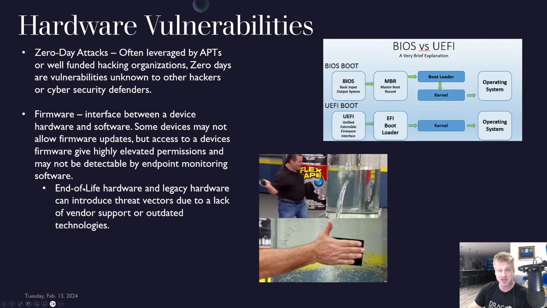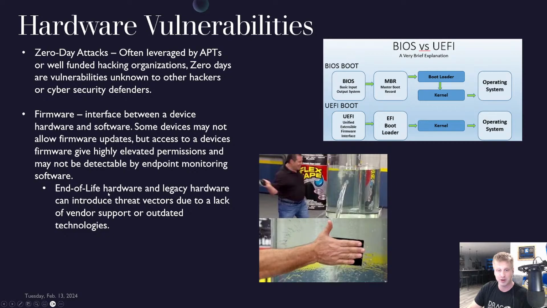End of life and legacy hardware, the old stuff. The stuff that is end of life is no longer supported. Legacy hardware could be stuff that's still supported, but it's a couple generations behind. They're still putting out patches for it, but it's not getting any of the new features, things like that. It can create weak points in your network.